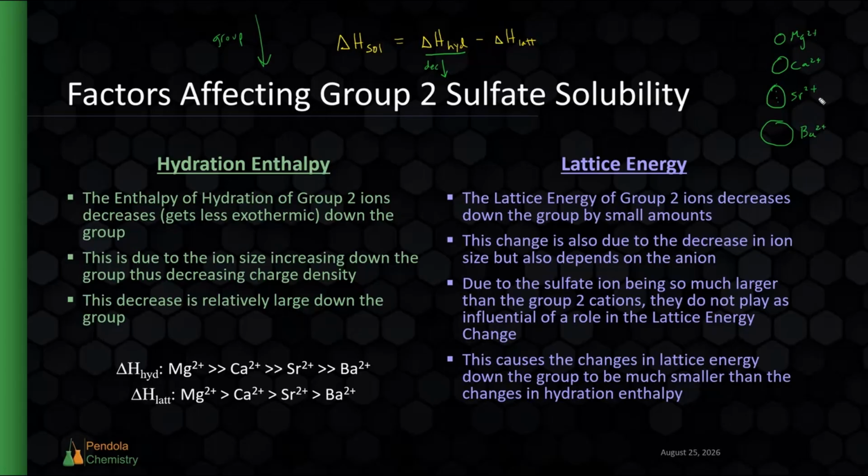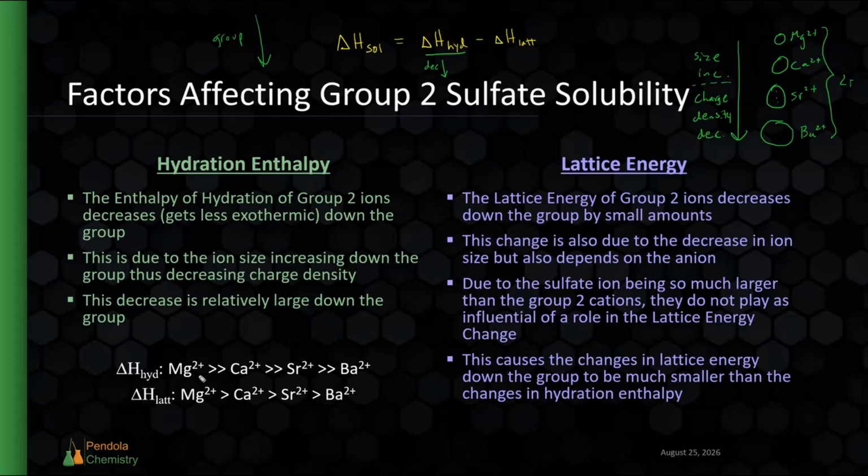What happens to the ions? The charge stays the same. They're all 2+ in charge. However, the size increases. Down the group, the size of the ions increases, but because the charge stays the same, that means that charge density decreases. As the ion gets larger, the charge density goes down. Because charge density goes down, the forces that attract the polar water to the ions are going to be weaker, and therefore the enthalpy change of hydration decreases.